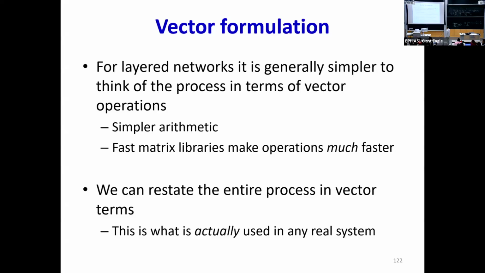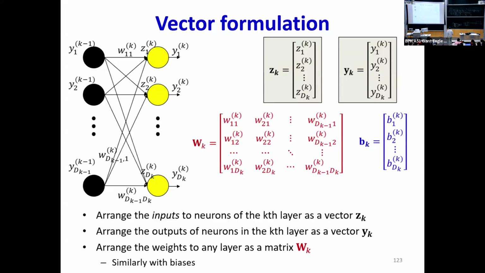So for layered networks, it's simpler to think of the process of a forward pass and backward pass in terms of vector operations. And so the arithmetic is simpler. You can use matrix and vector libraries, and the computation is also much, much faster that way, right? So let's see how we can do this. Consider a layer of this kind, right?